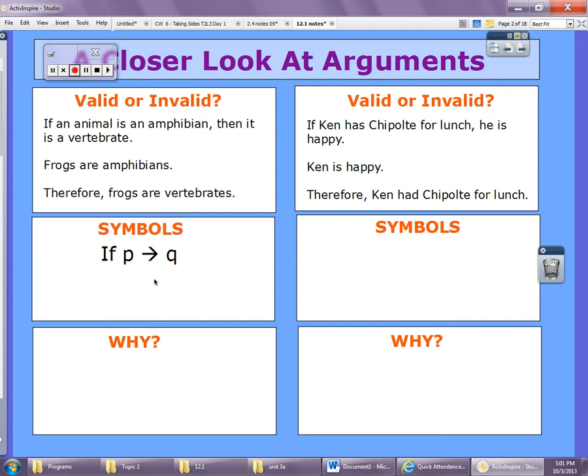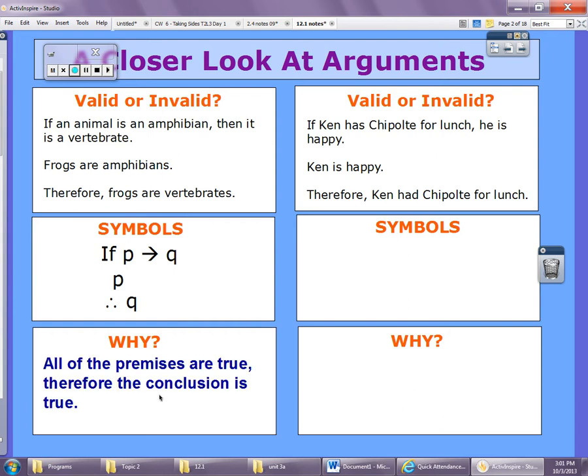We have P. We're given that we have frogs, so we have an animal, which is a frog, and it's an amphibian. So therefore, we're going to get Q. So is this valid? Yes, because all of the premises are true, therefore the conclusion is true. A frog is an amphibian, so it's going to give us a valid conclusion.